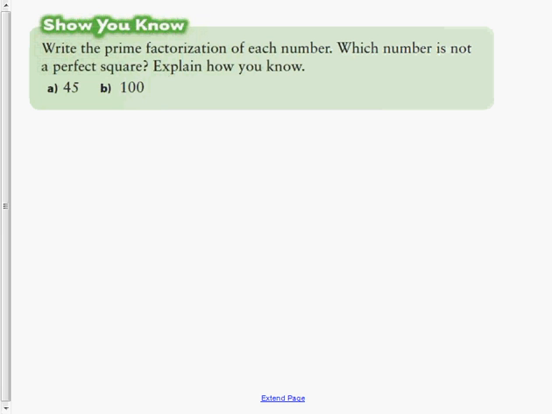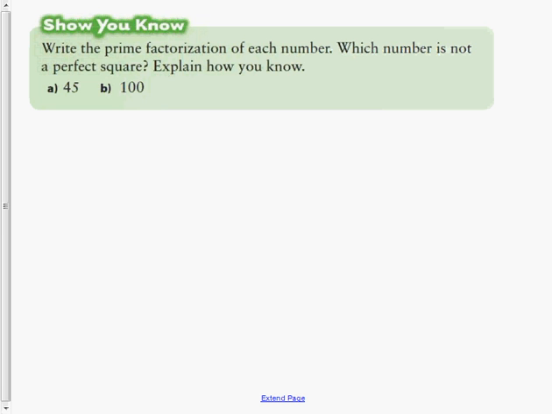The first Show You Know says write the prime factorization of each number, and which number is not a perfect square, and explain how you know. So the reason why we use prime factorization is, by definition, a perfect square is a number that can be written by multiplying a number by itself, or having an identical pair of factors. In the case of 36, for example, you can write that as 6 times 6. Those are both factors that are the same.